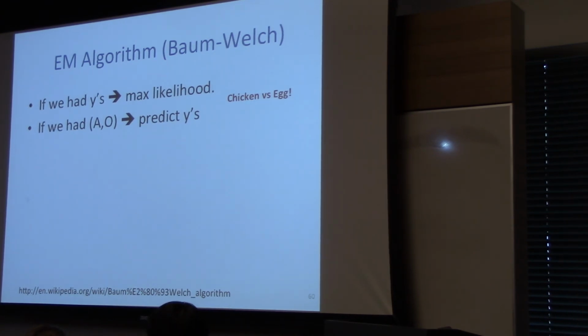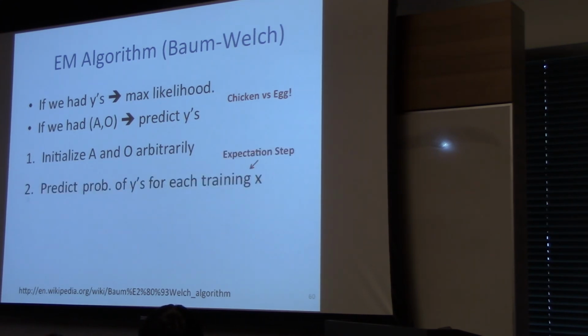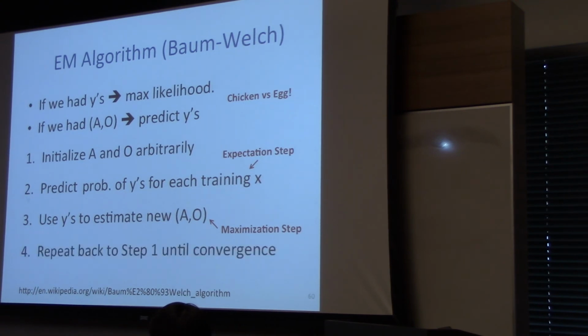So the EM algorithm basically says, let's just randomly initialize our model. We can use that to predict a bunch of Ys for each training sequence X. This is called the expectation step. Given these Ys, let's estimate a new model. This is called the maximization step. And let's repeat until we converge and hope that it's a good model. So we break the chicken and egg cycle by random initialization.